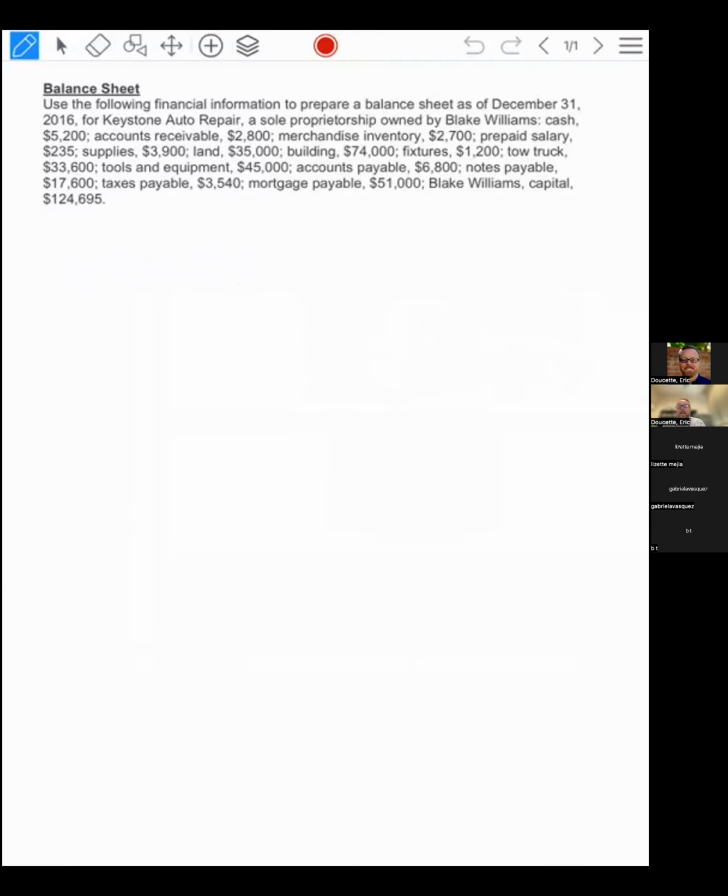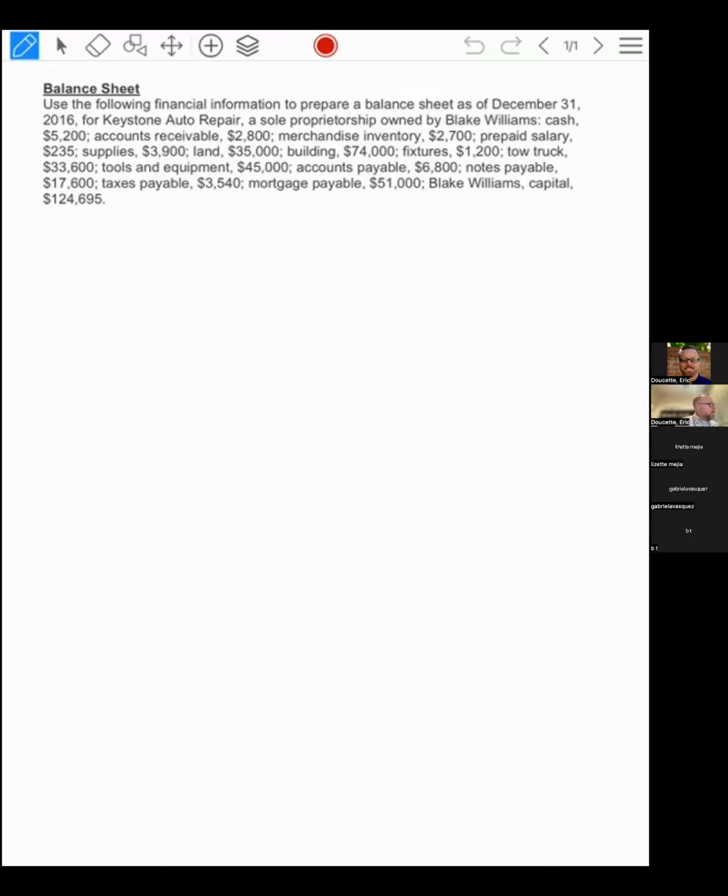All right, so we're going to create a balance sheet off of this information here. I apologize because I found my iPen, thank God, but I left it at home today. So it's going to be a little bit of a challenge to create this balance sheet. Bear with me. I might just abbreviate some things to make it a little more tangible and easy to follow along. This is for a company named Keystone Auto Repair, and we're going to put together a balance sheet for them. It gives us all the information that we're going to need to create the balance sheet.